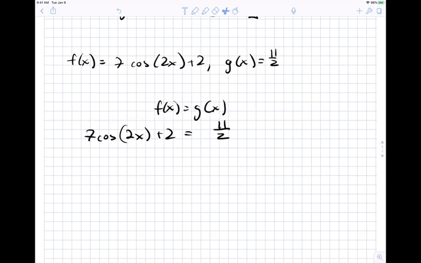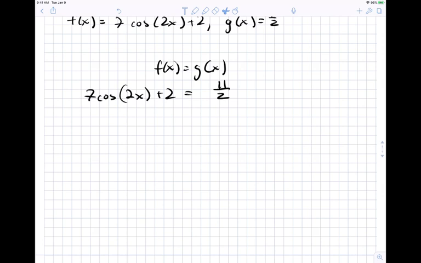So with this, what we do first, we isolate our trig function. If we get the trig function by itself, ultimately on the left we're going to have cosine of 2x. If we subtract 2 and divide by 7, we're going to have 11 over 2 minus 2, divided by 7. We need to simplify that number. Let me see, 11 over 2 minus 4 over 2 is 7 over 2. 7 over 2 divided by 7 is just 1 over 2.